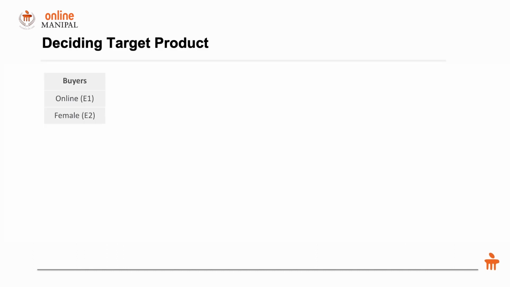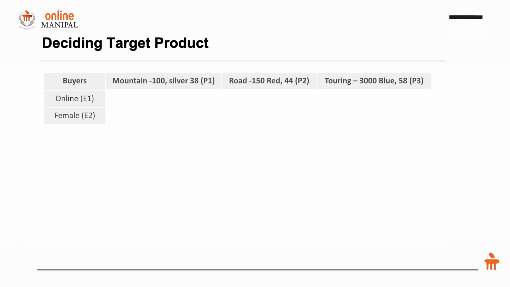So first of all, what are the types of buyers that we're focusing upon? Online buyers and female buyers. So online buyers form our event 1, female buyers form our event 2. What are the products that the marketing team has suggested to start with? The top 3 selling products identified based on the data are: product 1 is Mountain 100 Silver, product 2 is Road 150 Red, and product 3 is Touring 3000 Blue.